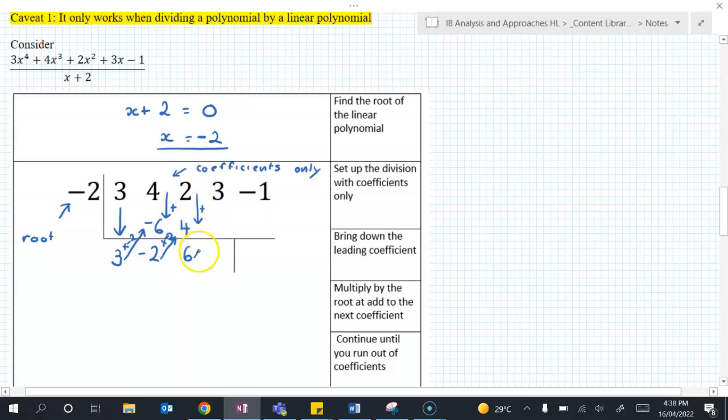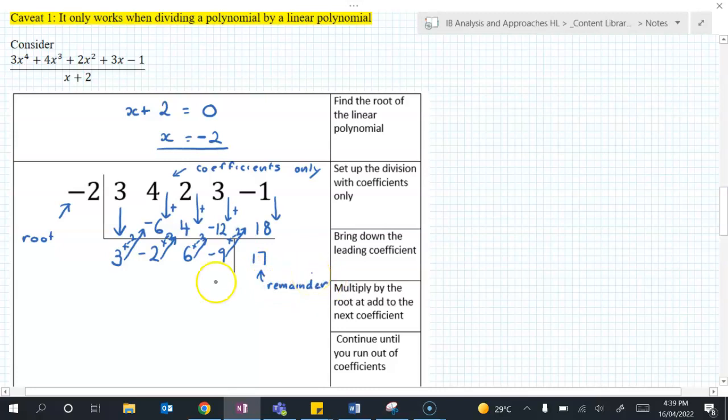And what do I get? I get minus 12, and I add that to 3. And so I get minus 9. And then I multiply that by minus 2, and I get positive 18, add that to the minus 1, and I get positive 17. Now, this 17 is the remainder.